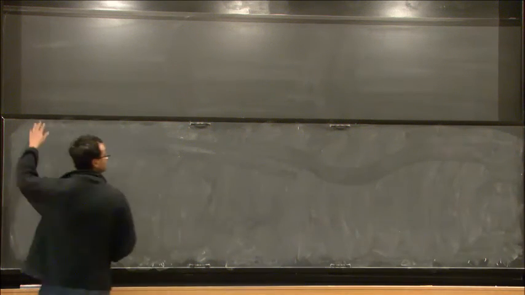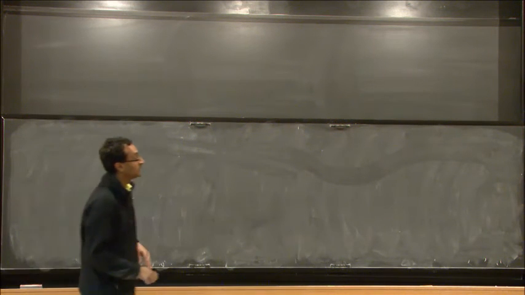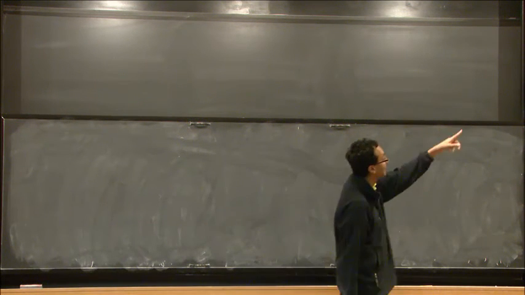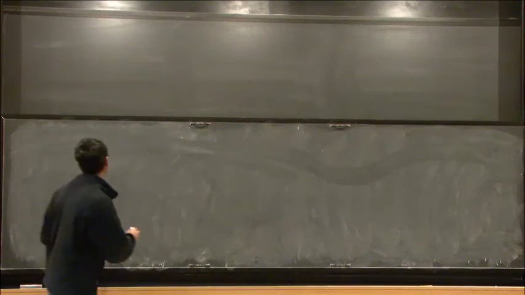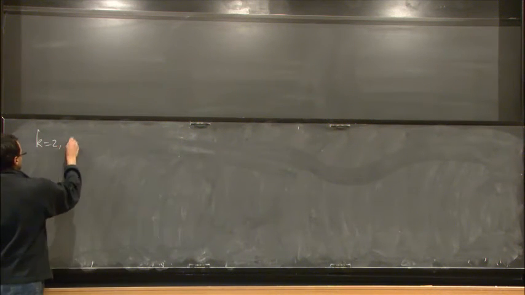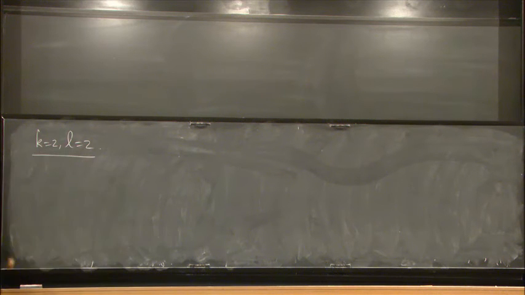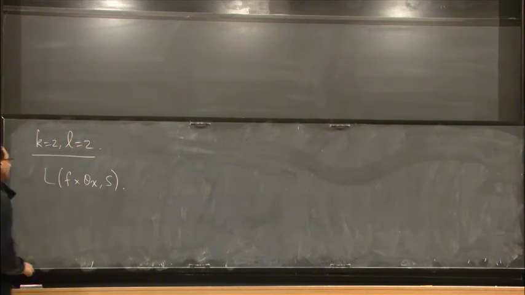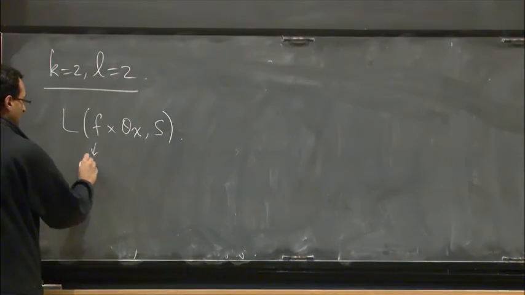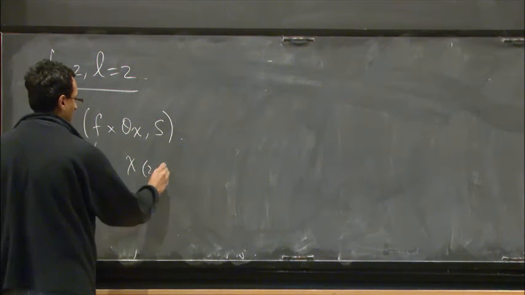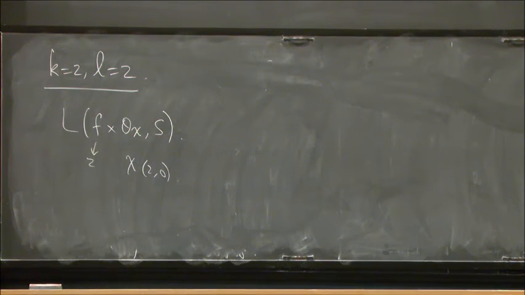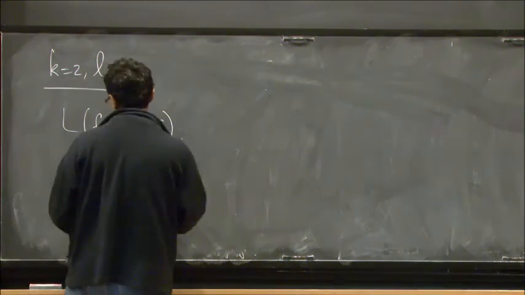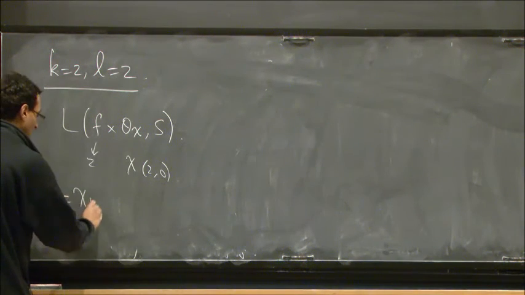So, all right. I want to do the case k less than or equal to l. So let's look at the very simplest case, k equals 2, l equals 2. Okay. So we're looking at L of f cross theta chi, s, where f has weight 2 and chi has type (2,0). Now, one way you might try to study this is by writing chi as the product of two characters, chi1 and chi2, both of type (1,0).